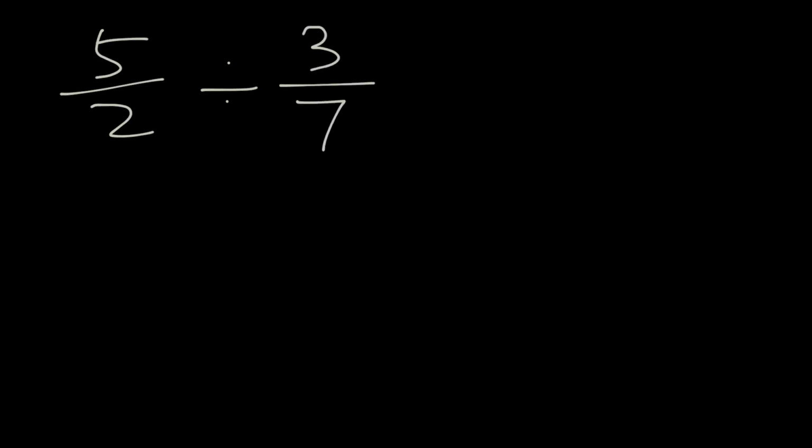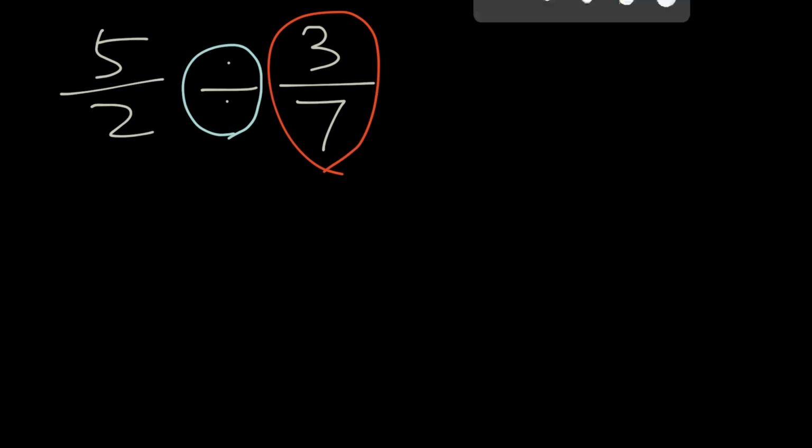Here is an example. When we are dividing fractions, we want to change the division to multiplication, and we want to reverse the fractions, the denominator to the numerator and the numerator to the denominator. So it will look something like this.